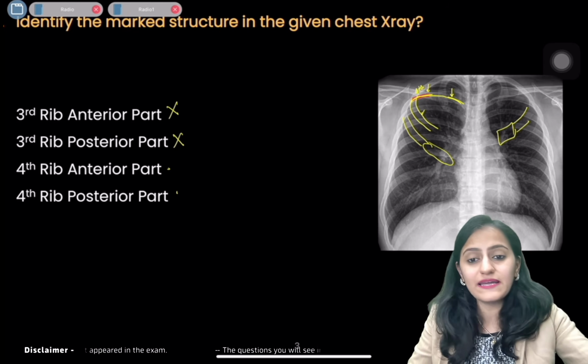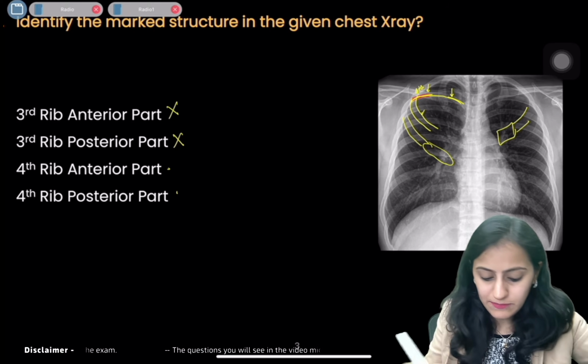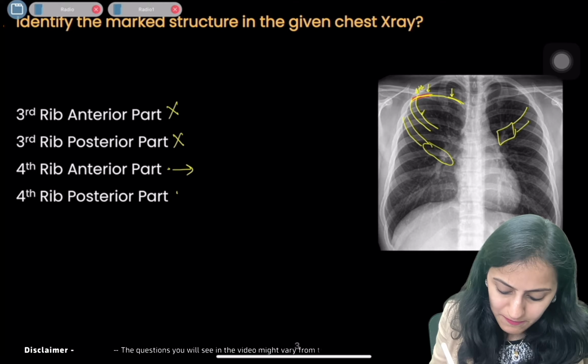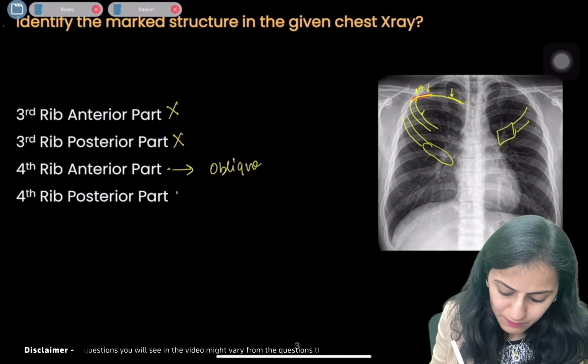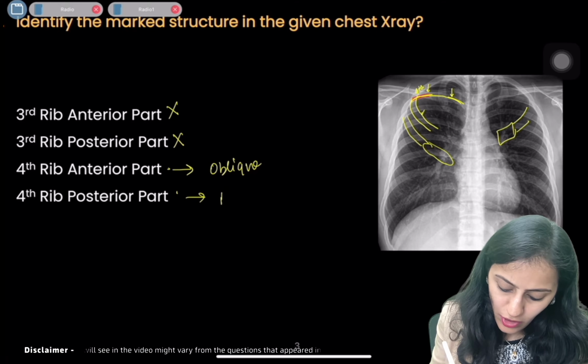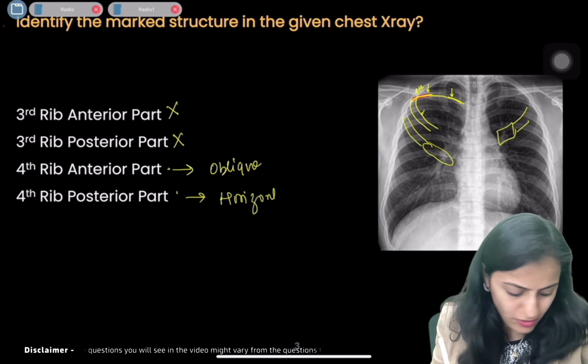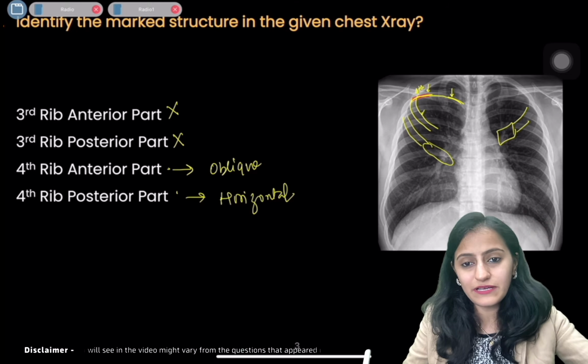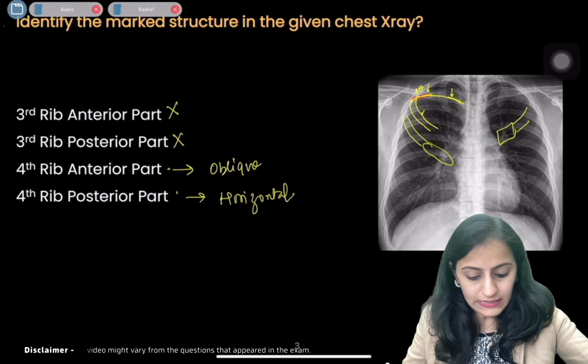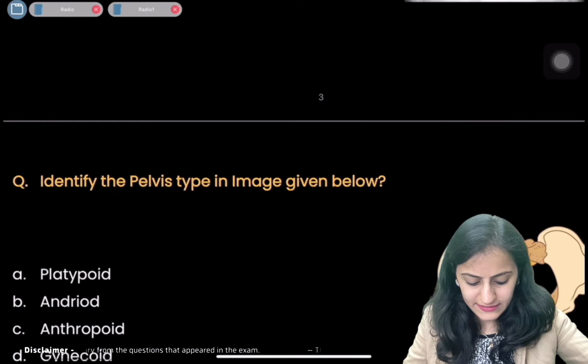How will you identify what is the anterior and what is the posterior end? So anterior part is the oblique one and posterior part is the horizontal one. Okay, that is the horizontal one. Is this clear with everyone? Right? Going on to the next question.